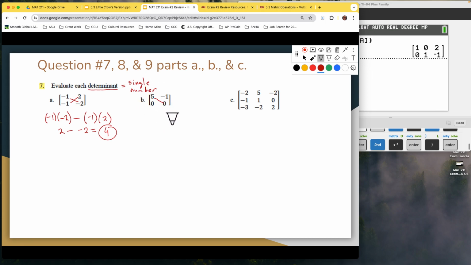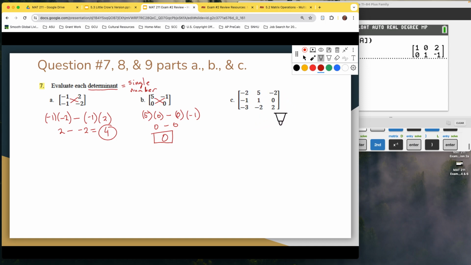Again, the determinant: 5 times 0 minus 0 times -1. We get 0 minus 0, which is 0. I'll box that one because if I circle it, it'll look like 2 circles. So the determinant here is 0.